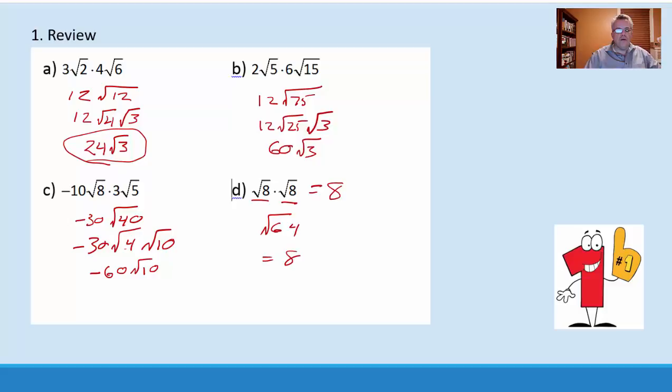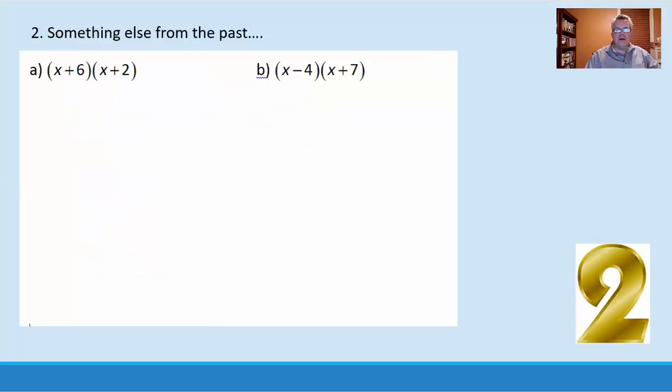Okay, we have one other skill to review. This goes back to your Algebra 1 days. So, multiplying binomials. In Algebra 1, you probably learned the box method. There are other methods, and they're fine if you know how to do those. But this is one we kind of start with, and it's old and reliable.